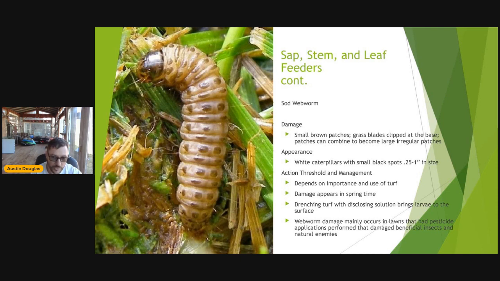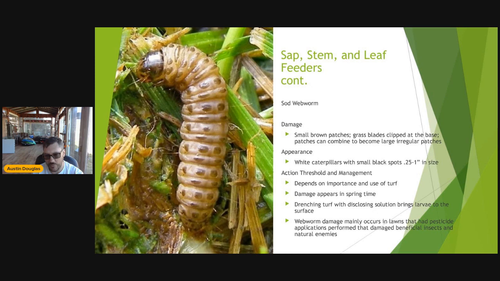Drenching turf with disclosing solution is going to bring these larvae to the surface. So if you don't know what a disclosing solution is, it's 2 tablespoons of dish soap, like Dawn dish soap, mixed with a gallon of water. You pour that in an area, and then these guys will surface because it's an irritant to them. So that's one way to determine if you have these.